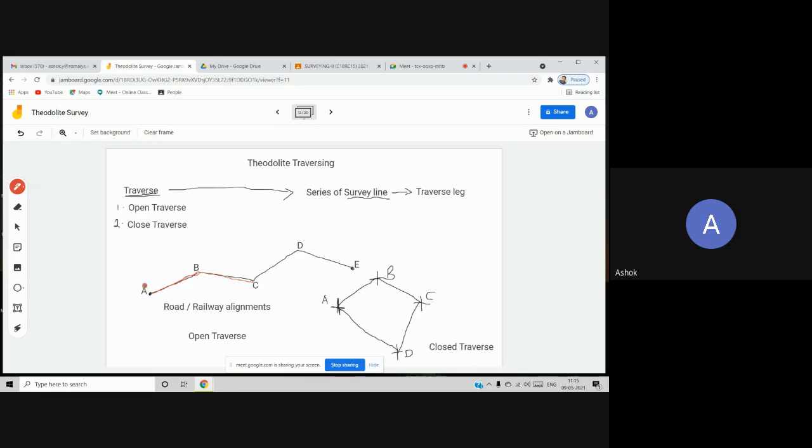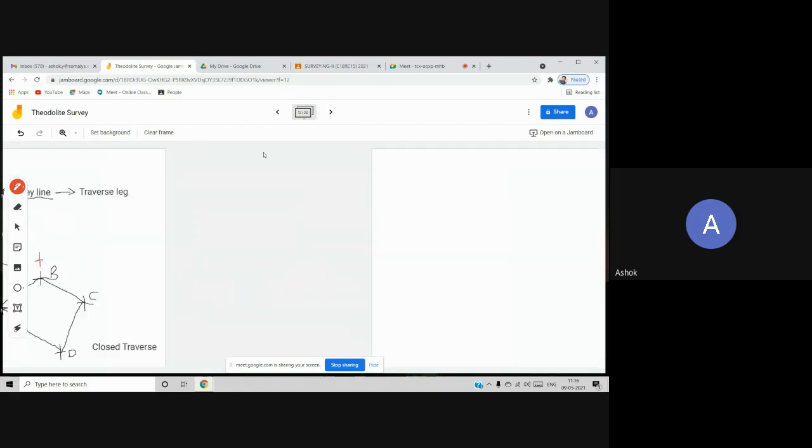And what are A, B, C, D, E called? They are known as station points. Very good. Now, all these station points are well-defined points, and how they are defined, we will discuss.